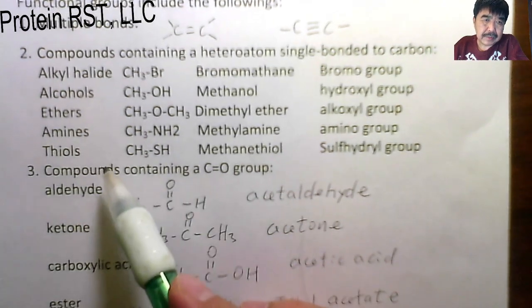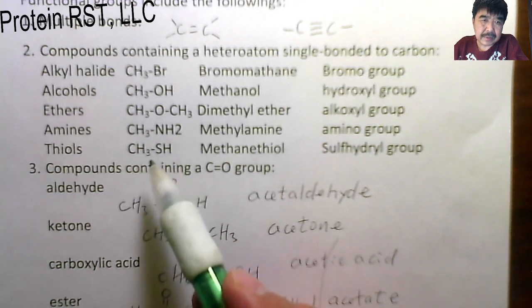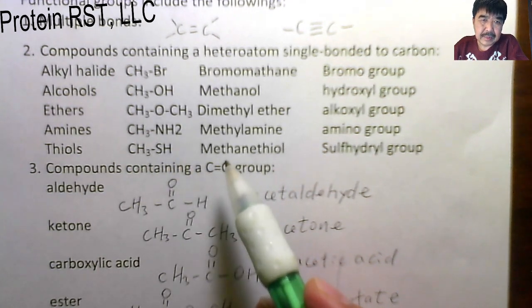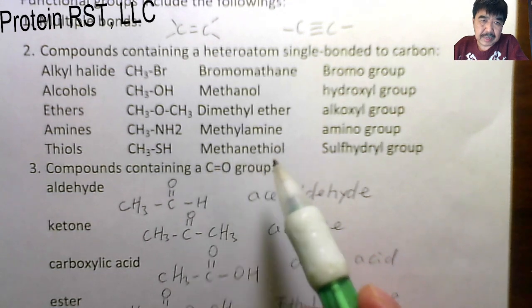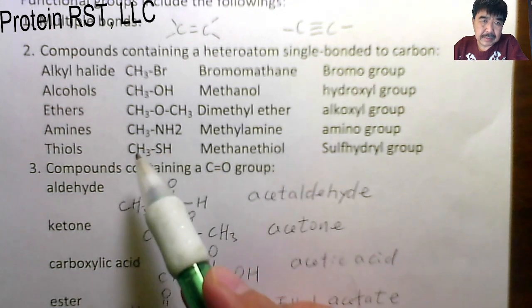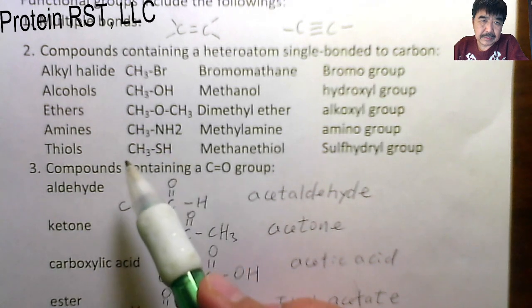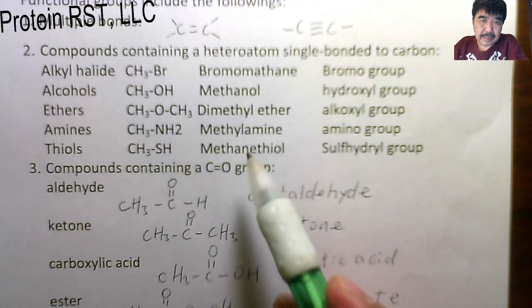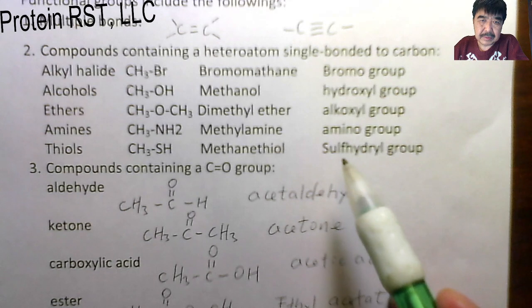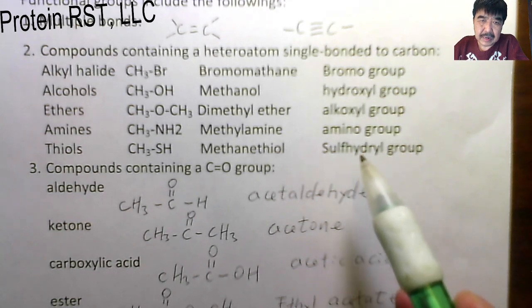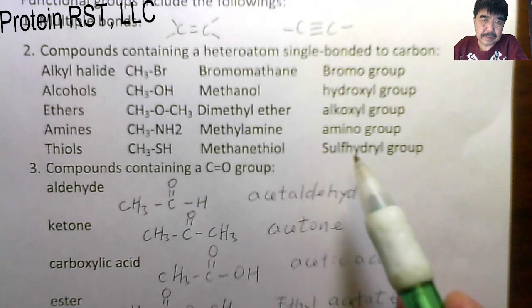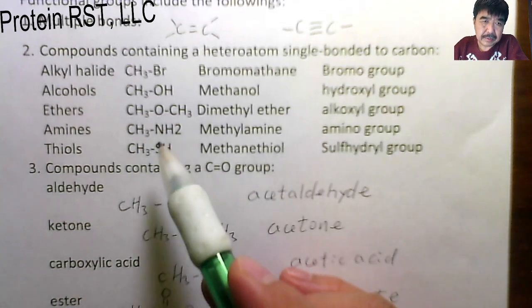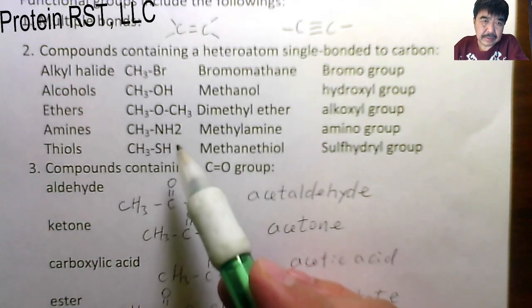The last category is the sulfides. Sulfides are sulfur-containing compounds. This is methane sulfide. This is the sulfide compound. Methyl sulfide. The functional group is the thio group. This one, the thio group.